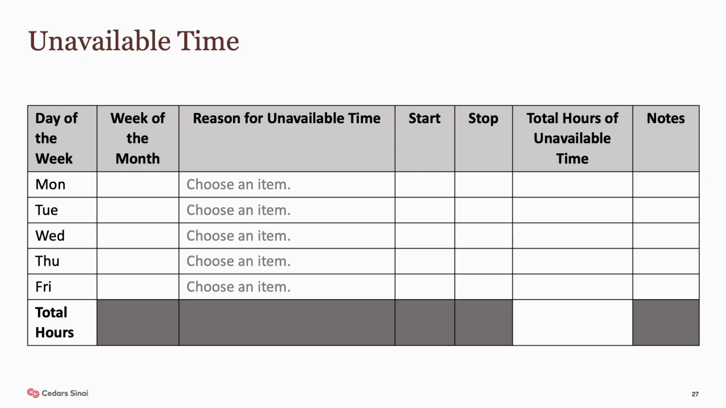This section also includes a table that needs to be filled out to outline a provider's unavailable time. So let's review it together. The first column is the day of the week. It essentially tells you which day you are entering information for. Again, there's nothing to enter here since it's already labeled for you.